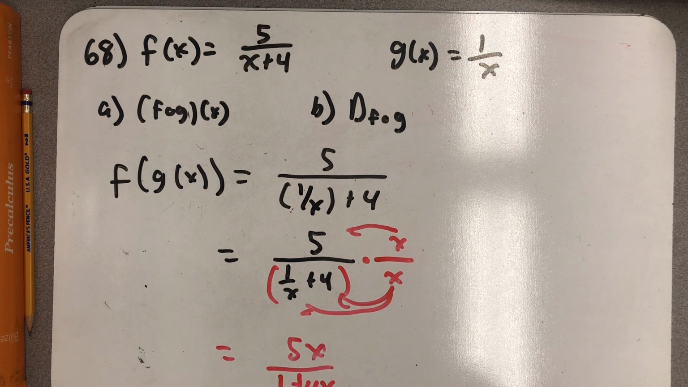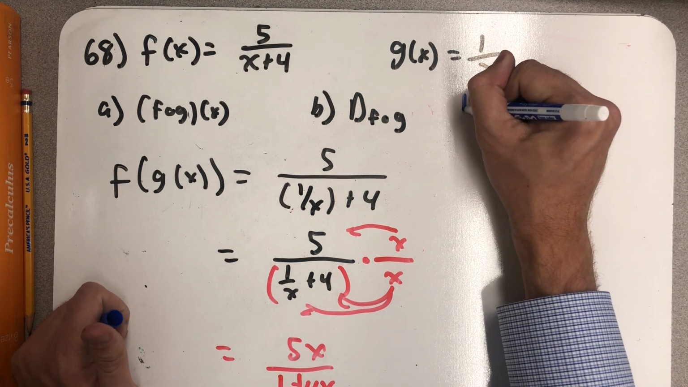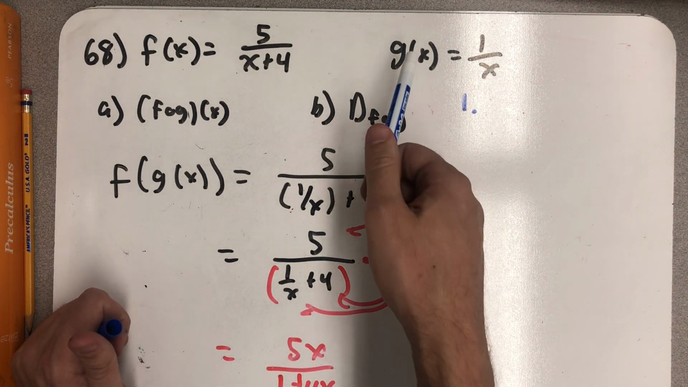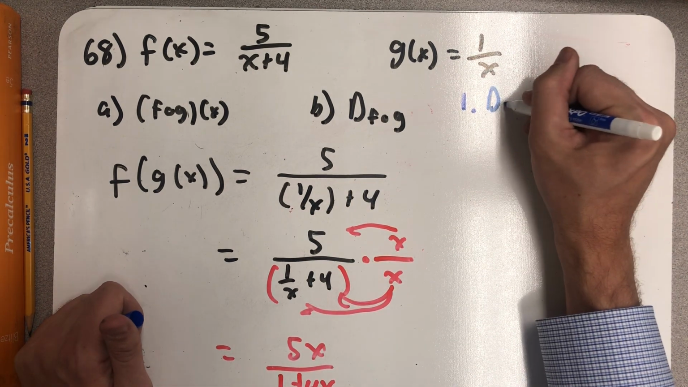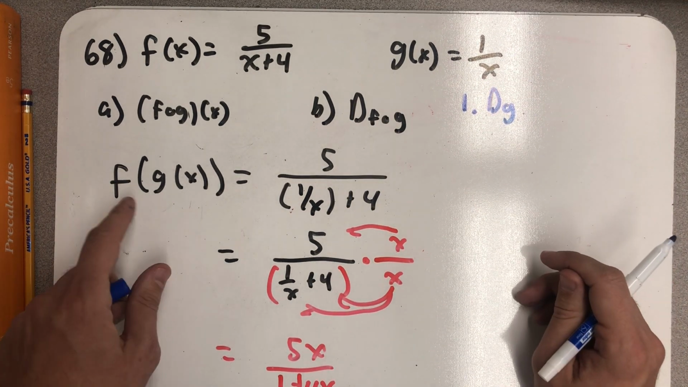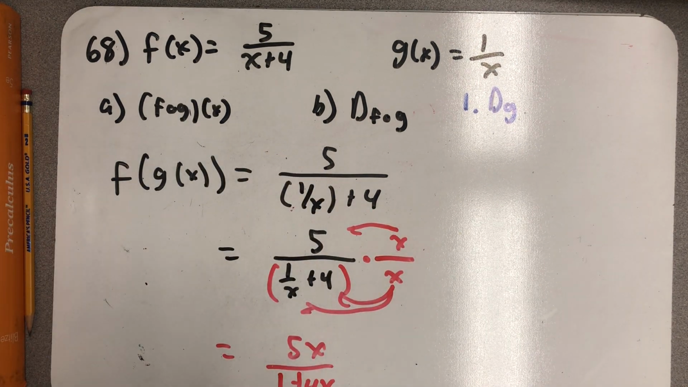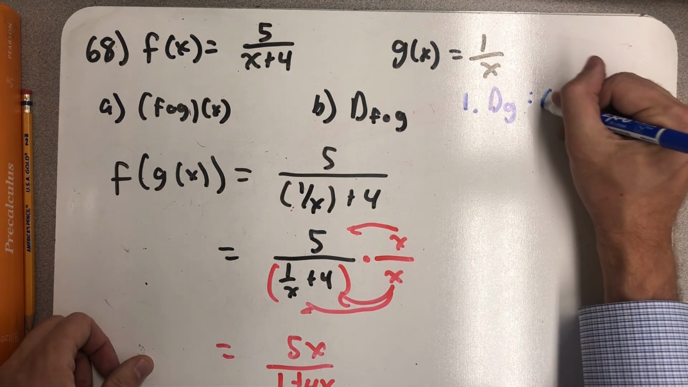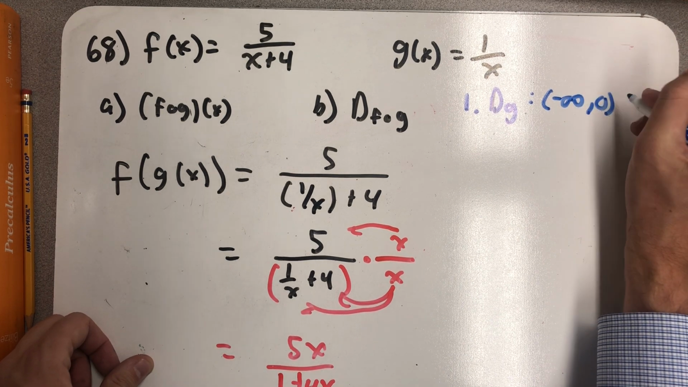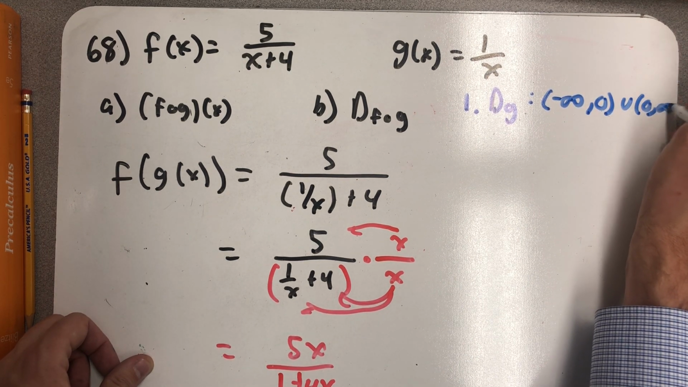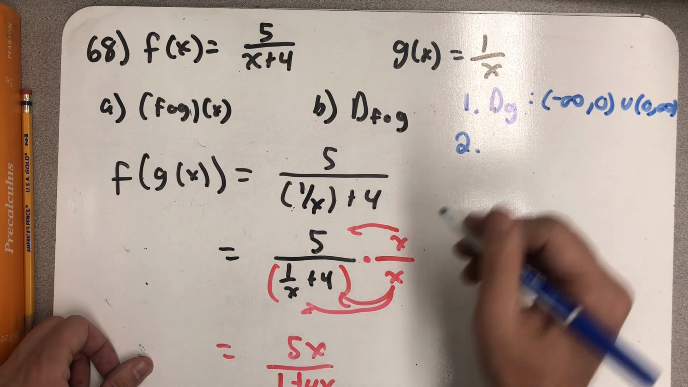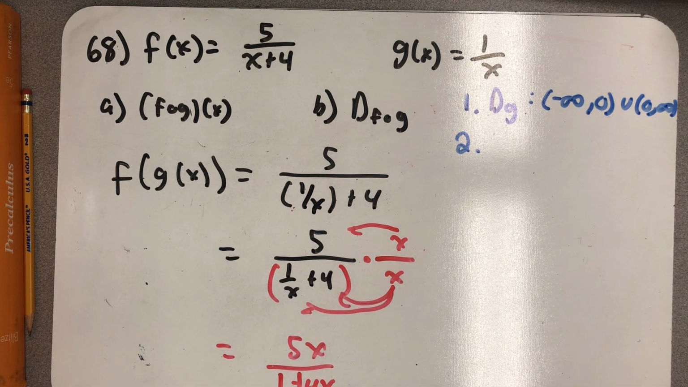Now we're asked to find its domain. I like a two-step process where we first find the domain of the function g, because the domain of f composed with g has to start there. You have to be able to go into the function g. You have to be able to plug all of those x's into that function. Next, I take that particular domain and I remove any values that break this new formula.